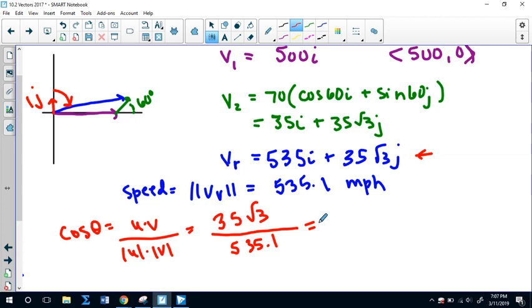So I am going to put that in my calculator. And 35 root 3 divided by 535.1. And my angle that I get is 83. So theta is equal to 83.495 degrees, and this is from the north to the east. All right, hope that makes sense. Make sure you ask me any questions or ask your teacher any questions tomorrow in class.